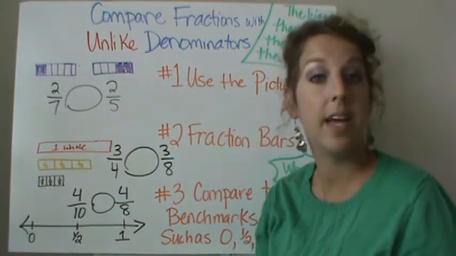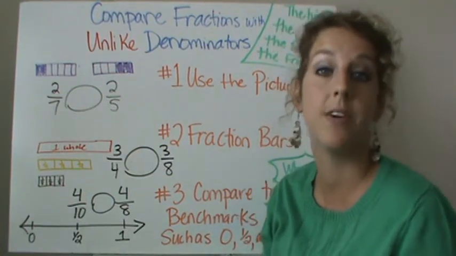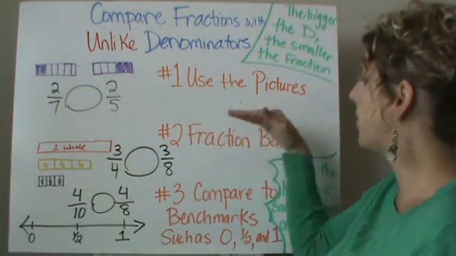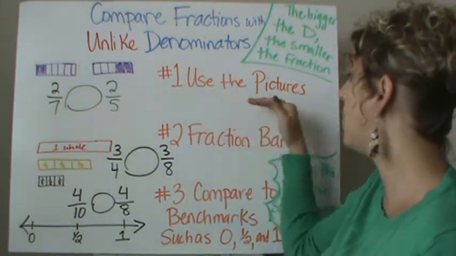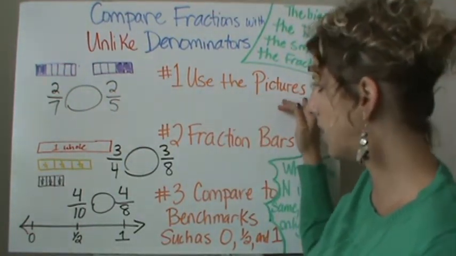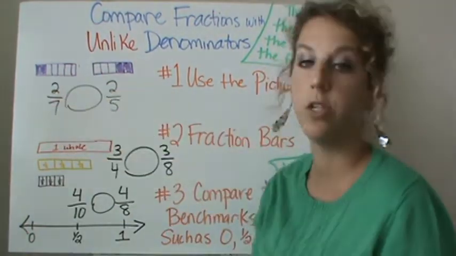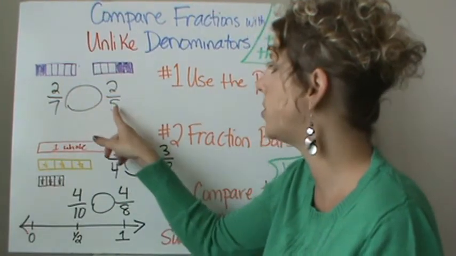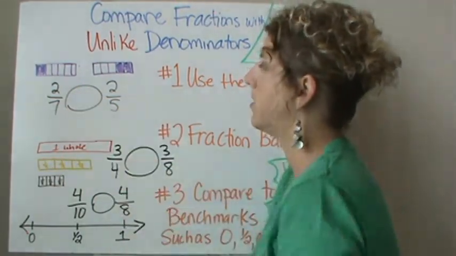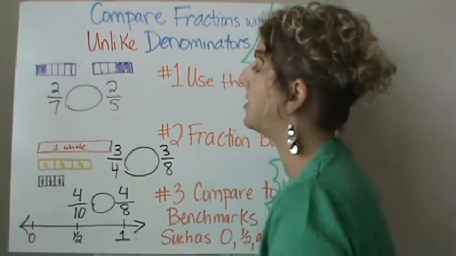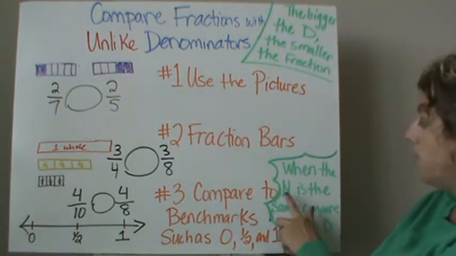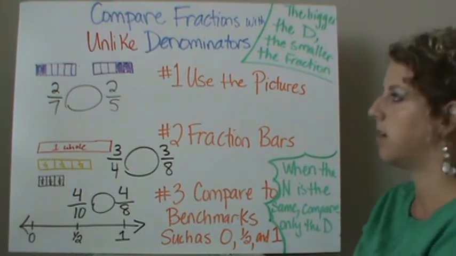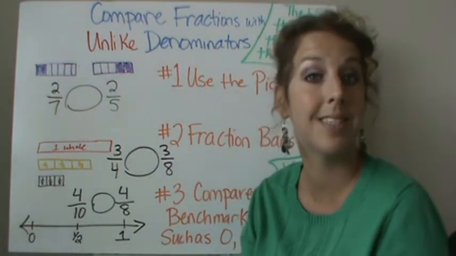Comparing fractions with unlike denominators, or denominators that are different. So let's say we have some examples. Here are 3 strategies. Number 1, you can use the pictures. I've drawn pictures for you to use in this example. 2/7 compared to 2/5. Notice the numerators are the same, but the denominators are different. When the numerator is the same, compare only the denominator. You don't need to worry about the numerator because it's the same.